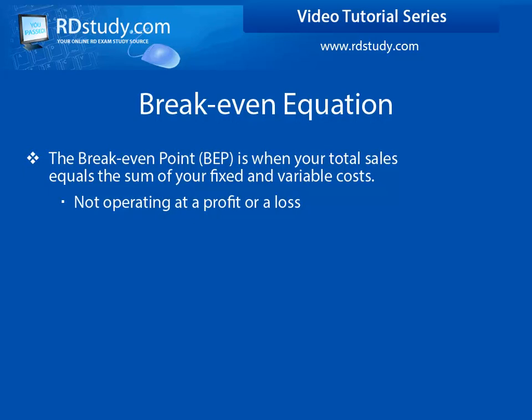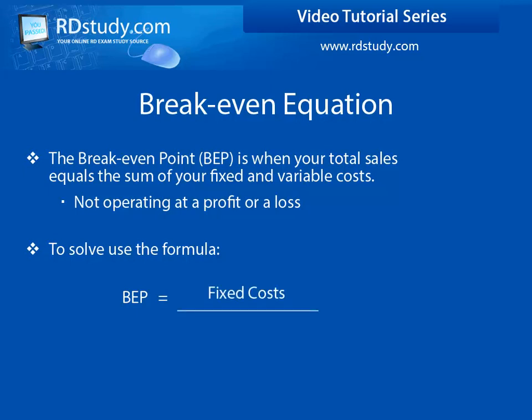Well, if you already have the numbers, you can use the following formula. And that formula is the break-even point, or BEP, is equal to your fixed costs divided by 1 minus the variable costs divided by the total sales. This denominator is also known as a contribution margin or contribution rate.